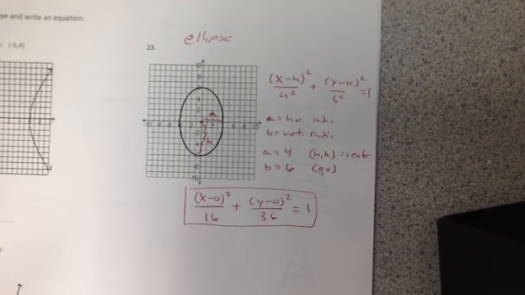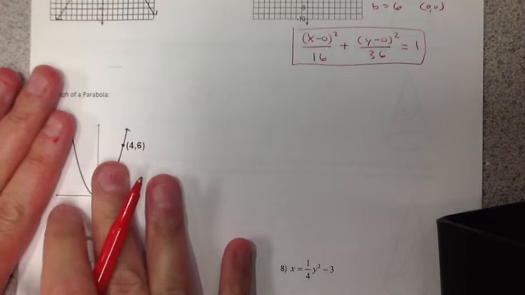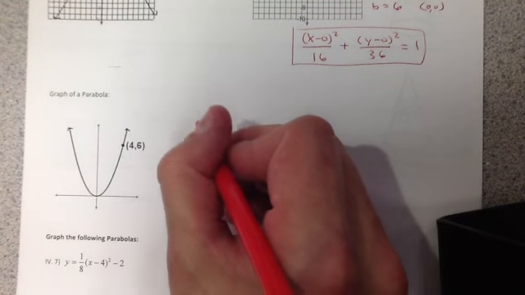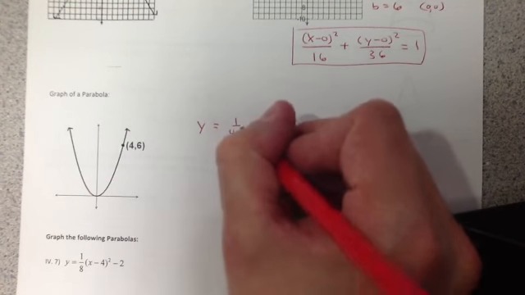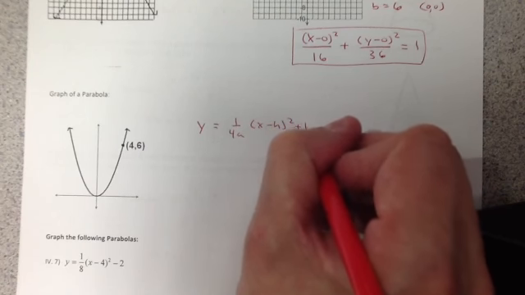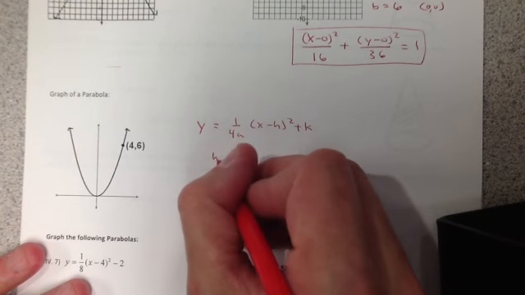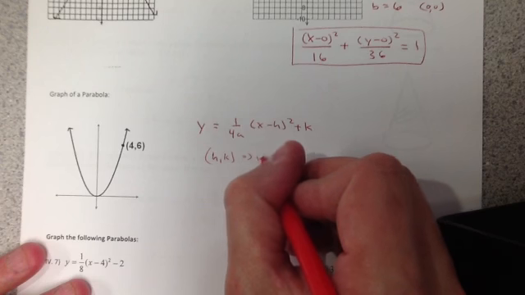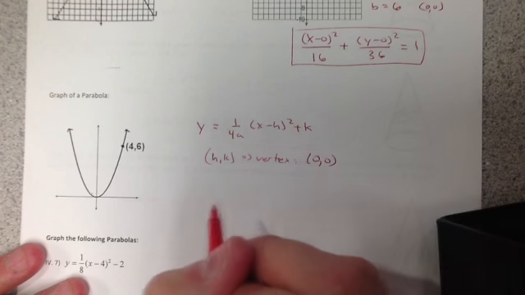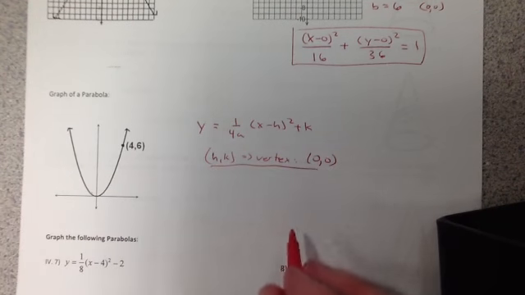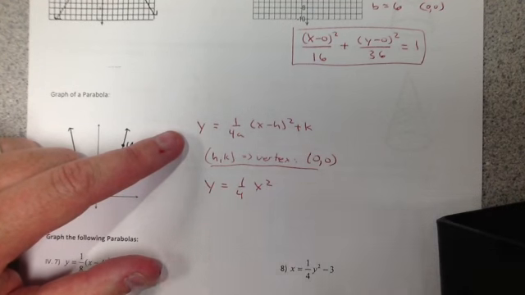Very easy to do. Let's take a look at the next one, the parabola. I'd like to write the equation of a parabola. Now this is a parabola. It's opening up, so our equation is y equals 1 over 4a times (x minus h) squared plus k. We need h and k. H and k is our vertex, sometimes called the center. So the vertex looks like it's at the origin, 0, 0. If I write my equation with my vertex, I get y equals 1 over 4a x squared.